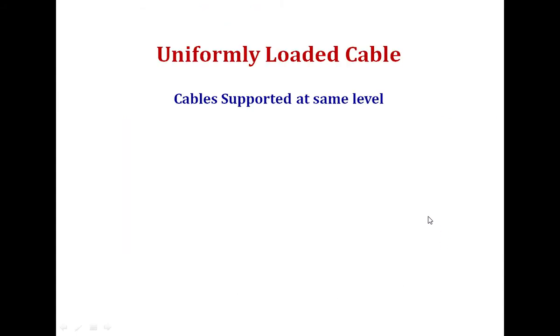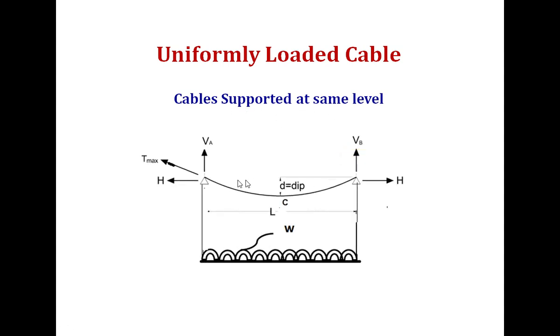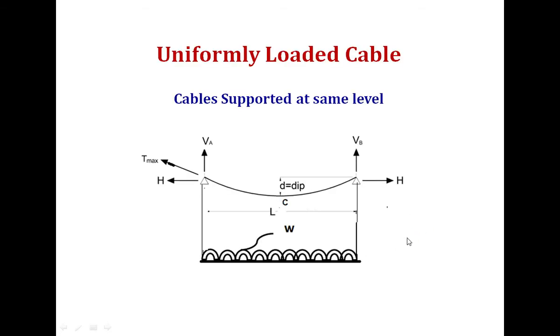So let us consider a cable subjected to uniform load, and the first case we will consider is when the cable supports are at the same level. This is called the span of the cable, and this is the horizontal thrust H, vertical reaction at A, vertical reaction at B. This is called the central dip or simply dip, this is the lowest point, and the resultant tension is going to be maximum, Tmax, at the support. And this is the uniformly distributed load on the cable.